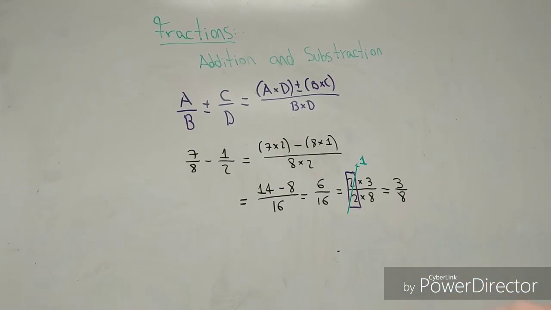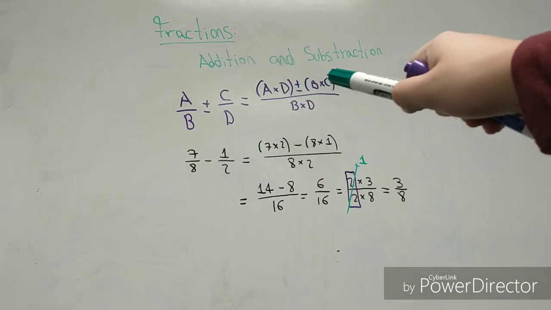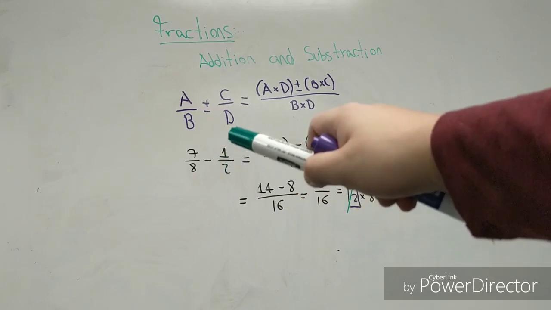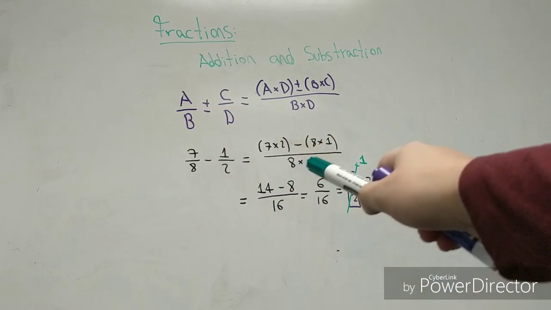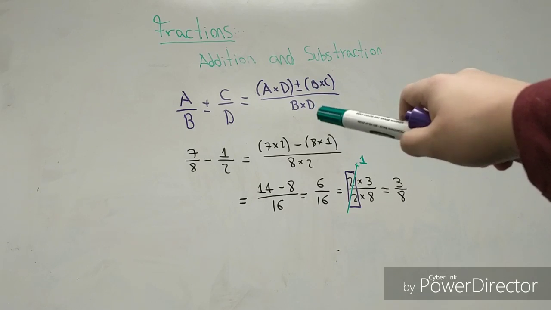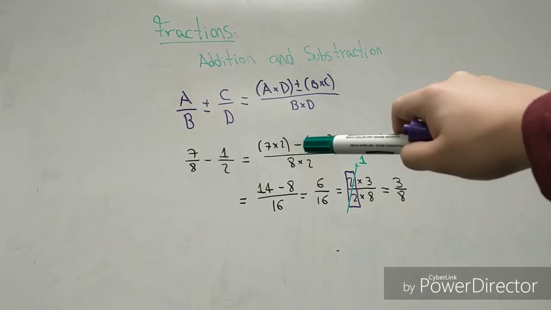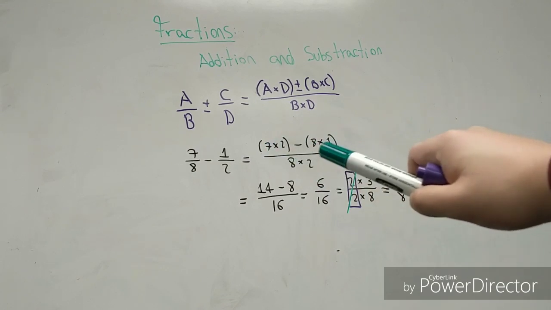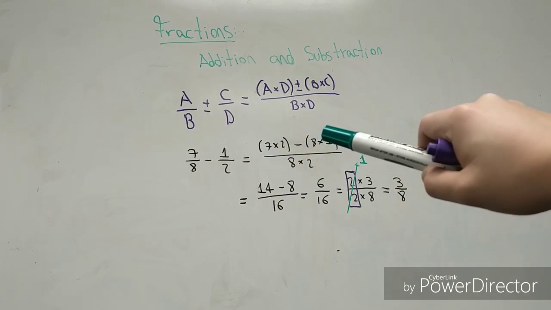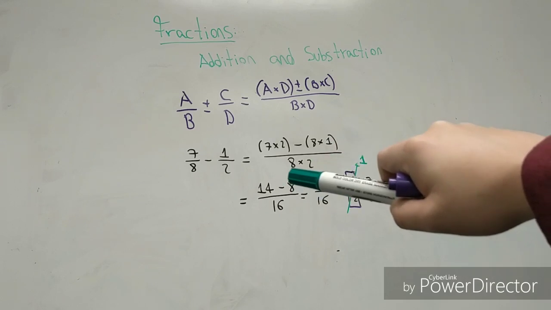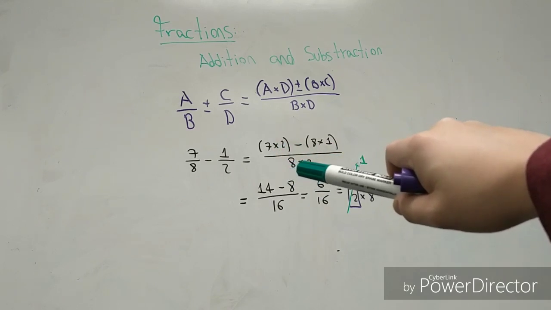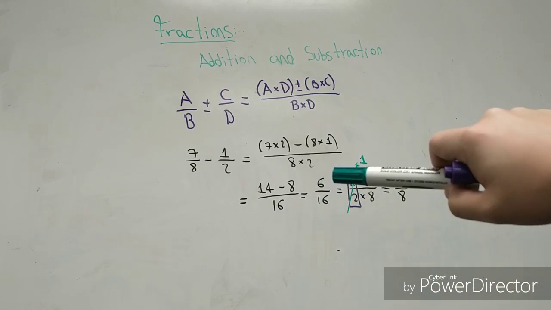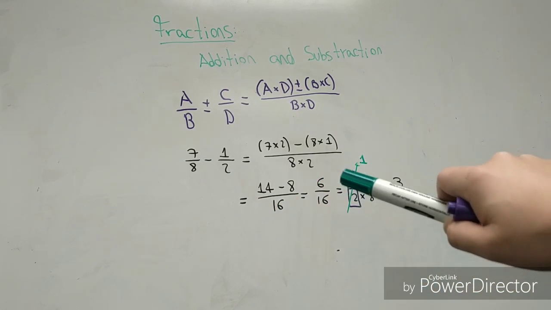As another example, we're going to subtract these two fractions, 7 divided by 8 minus 1 divided by 2. We're going to apply the same formula, but this time we're not adding, we're subtracting. And then we just do the math. 7 times 2 is 14, 8 times 1 is 8, and then everything we divide by 8 times 2, which is 16. So the result is 6 divided by 16.